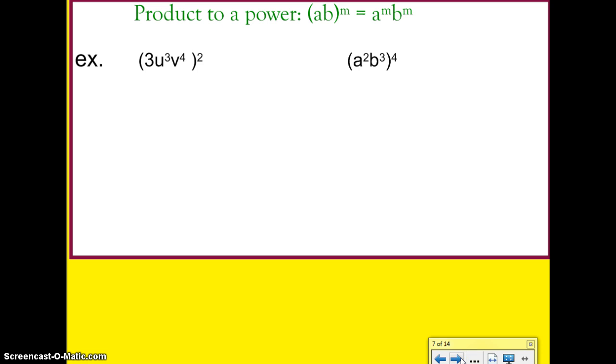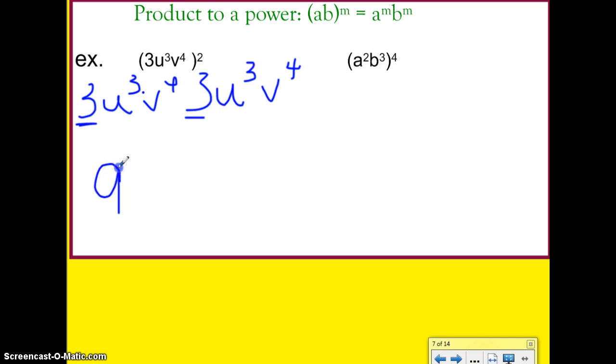Moving on to this one, the product to a power. This is where we really started to get confused because we didn't know what we wanted to do here. We didn't know if we should add, if we should multiply, so here we go. This first one, if you'll notice, there's 3 different things in the parentheses. So if I wrote it out, I would have 3 u to the third, v to the fourth, and then 3 u to the third, v to the fourth. So I would have a 3 here and a 3 here. Well, these are both multiplied together, so you just multiply them. And 3 times 3 is 9.